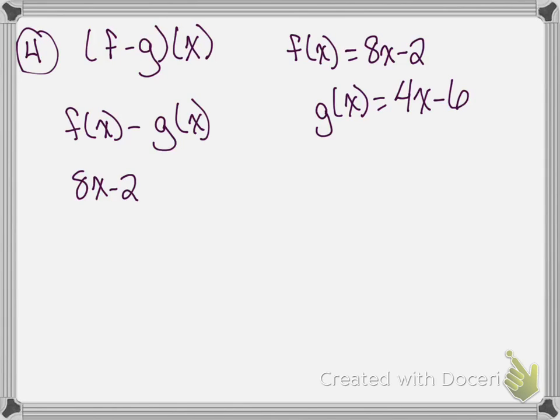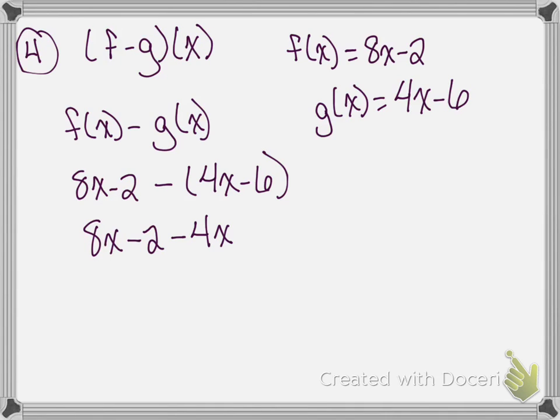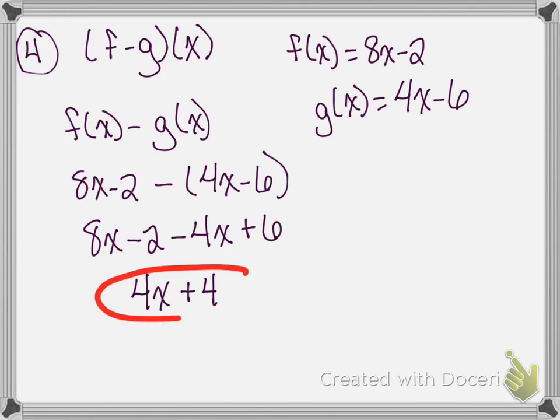The place that students make mistakes right here is they forget to distribute that negative. We are subtracting the entire g of x, so I have got to distribute the negative. So I have 8x minus 2 minus 4x plus 6. I combine like terms. 8x and negative 4x is 4x. Negative 2 and positive 6 is going to be positive 4.